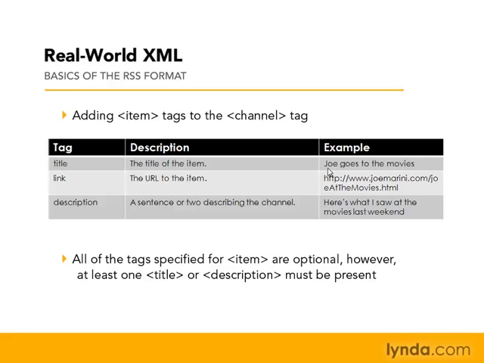So one item might be named Joe Goes to the Movies. And the link, which is a URL to that item, is a URL that a feed reader can use to open up the larger piece of syndicated content. In this case, it might be something like a URL to my website and then joeatthemovies.html. And the description tag, which contains a sentence or two or three or so, describes the content of the item. And in this case, it's just a short description: Here's what I saw at the movies last weekend.